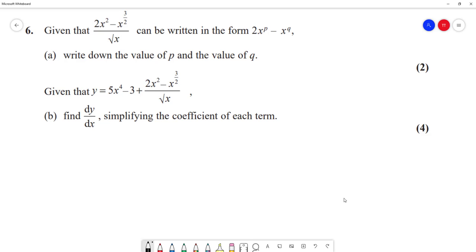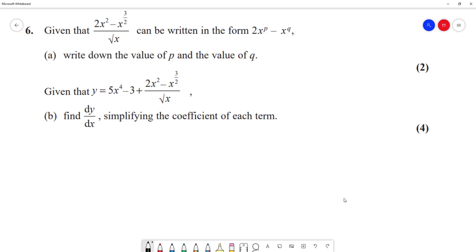Okay, here's another question. You can try this question, pause the video, and when you're done, I will go through my worked solution. Okay, welcome back. It says, given that 2x squared minus x to the power 3 over 2 divided by the square root of x can be written in the form 2x to the power of p minus x to the power of q, write down the value of p and the value of q.